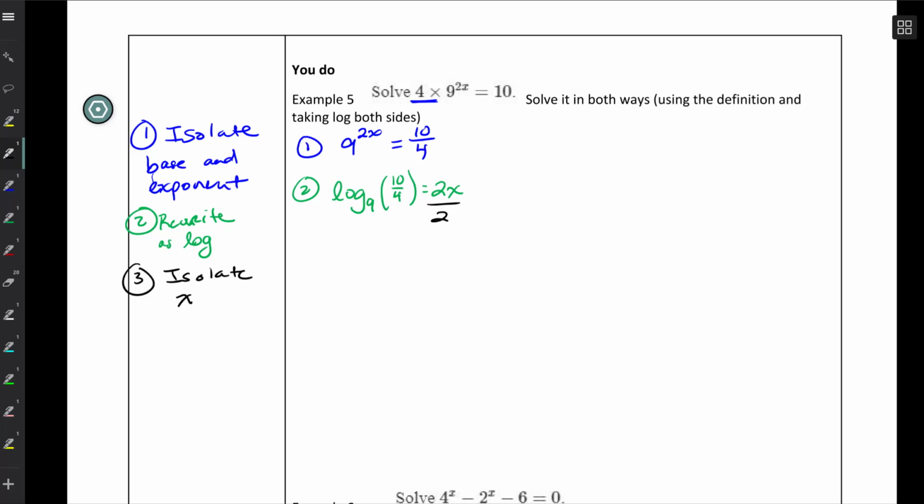We do that by dividing both sides by 2. You might think, can we divide an entire logarithm by 2? Absolutely. Log base 9 of 10 over 4 has two operations in it, the logarithm and the division, but really it's just a number that's waiting to be evaluated. So we can still divide by 2, that's no problem. I can even punch this directly into a calculator.